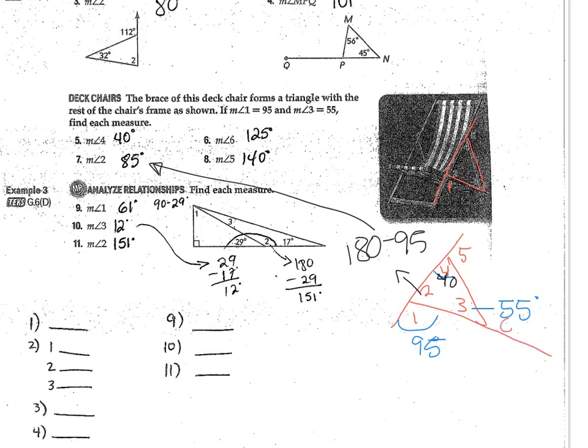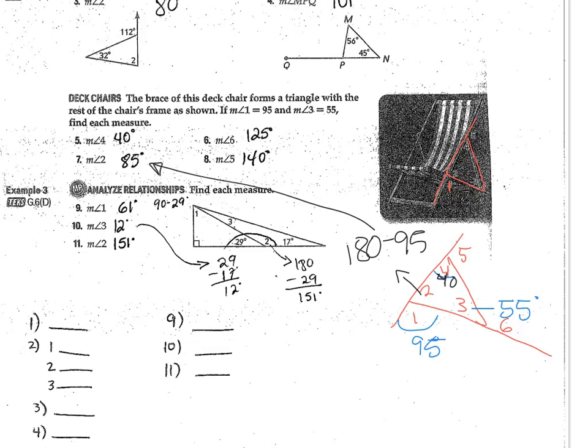This is angle 6. I can approach it two ways. I can say angle 6 is 40 plus 85, because those are the remote interior angles. Or I can just get the supplement of 55, and that is 125, which is the answer for number 6. And for the measurement of angle 5, that would be the supplement of 40. So it's 140, because angle 4 is 40, angle 5 would be 140.